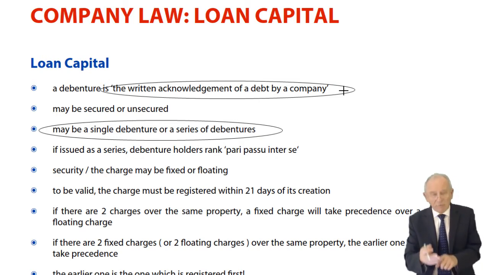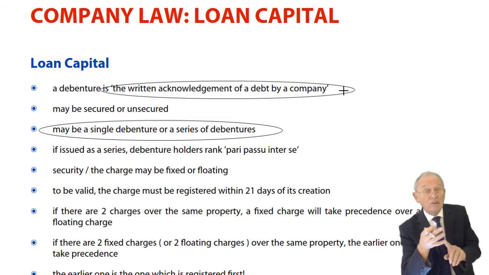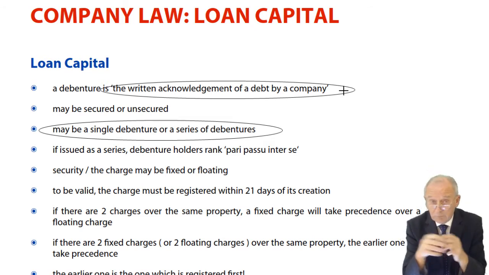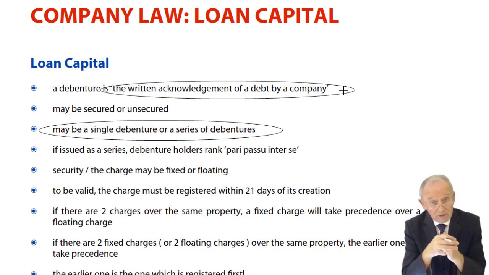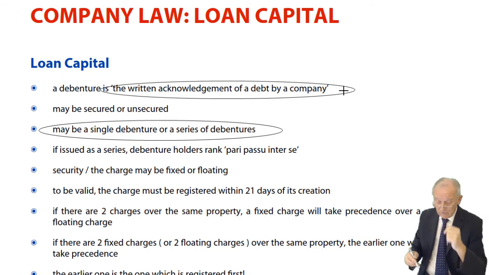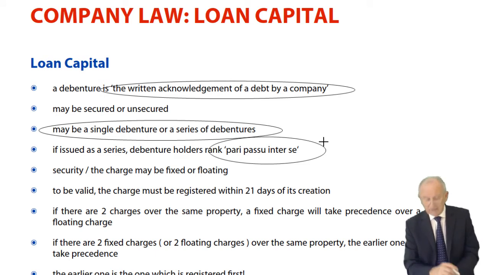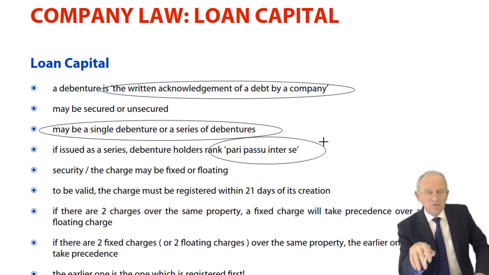So we need a register of debentures, and we also need a register of mortgages and charges. And we also need a register of debenture holders, the people to whom we owe this money, these creditors to whom we owe the money. If it's in a series, the debenture holders rank pari passu inter se. That's a little bit of Latin. It means they rank equally amongst themselves.